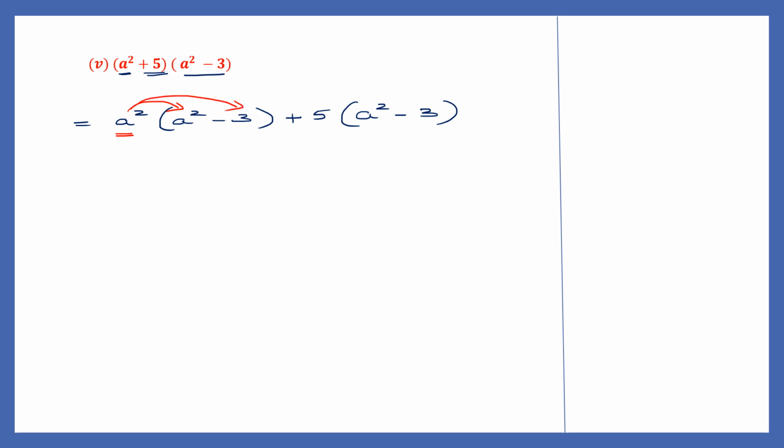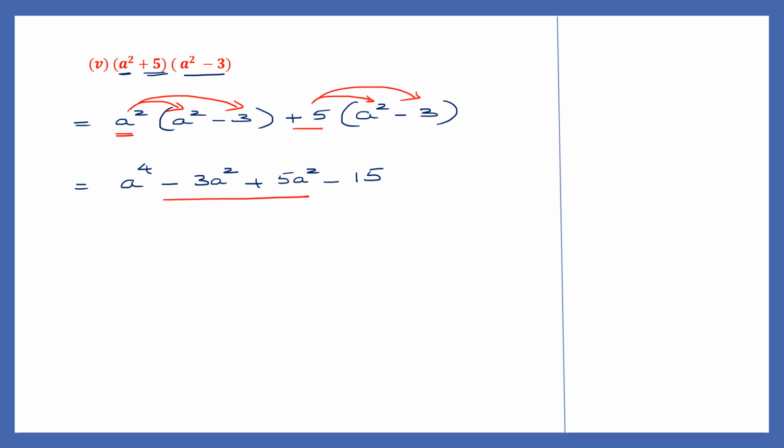So let's do that. A square into a square is a to the power of 4, minus a square into 3 is 3a square. Now take the next one, plus 5 into a square, and plus 5 into minus 3. So that is plus 5a square. Plus 5 into minus 3 is minus 15. Now take the like terms. These are the like terms.